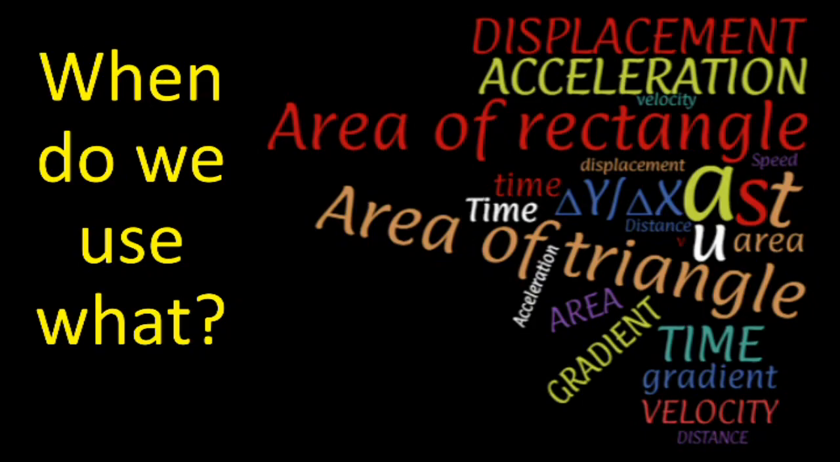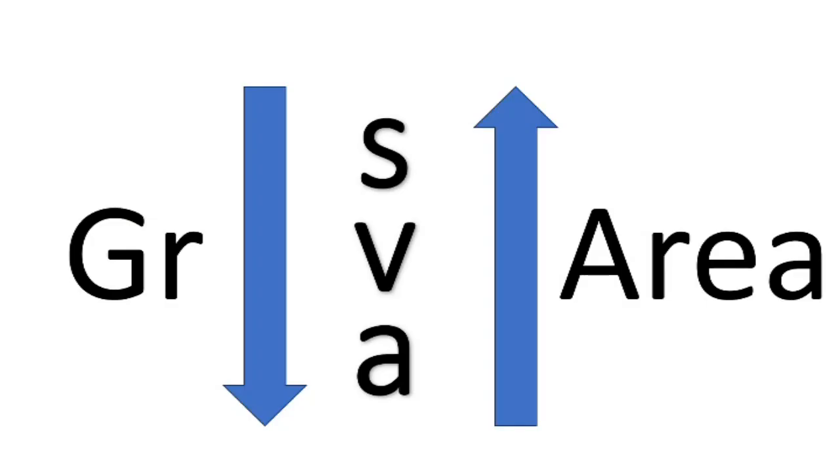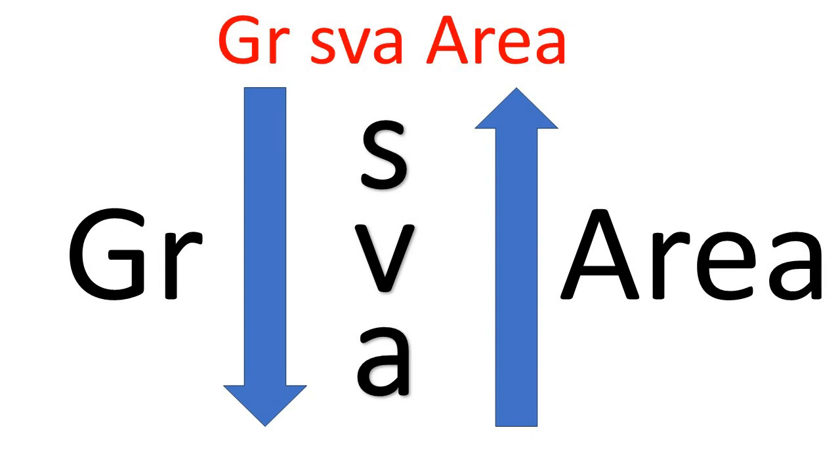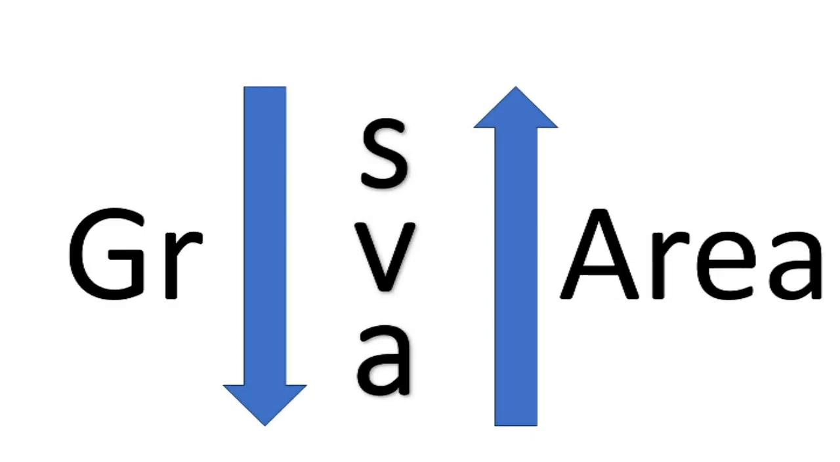So when do we use what? We've got displacement, we've got acceleration, we've got velocity. Sometimes we work out the area, sometimes we work out the gradient. When do we use what? Well, this is the tool that I use, and it's called Gersavaria. Now, you might say that's a very unusual looking diagram. How on earth am I possibly going to remember it?